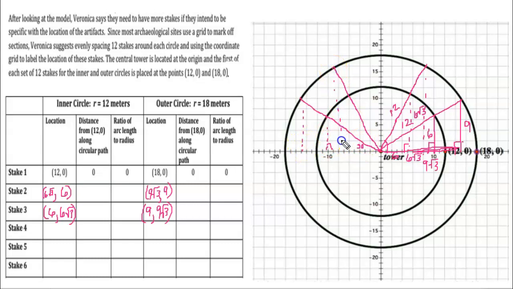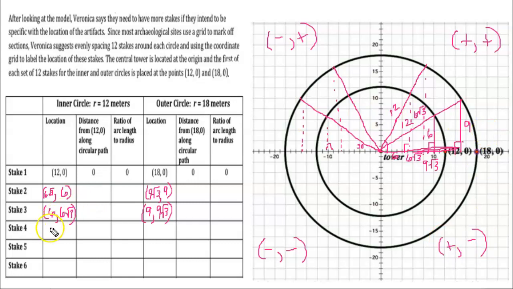This reference triangle still has a 60-degree angle. These points are going to coincide with these points. The only thing that's changing is our sign. Don't forget, points in the first quadrant are positive, positive. Points in the second quadrant are negative, positive. Points in the third quadrant are negative, negative. And points in the fourth quadrant are positive, negative.